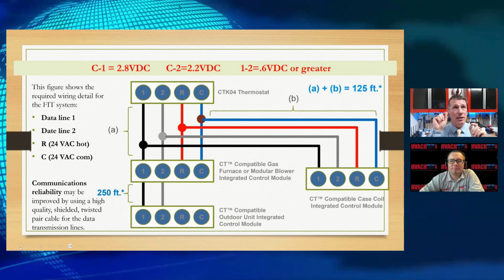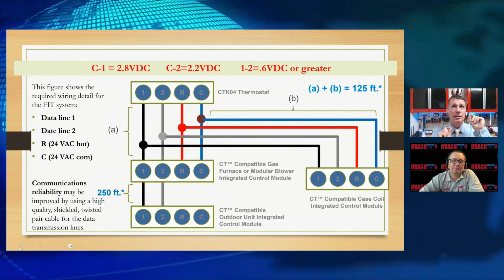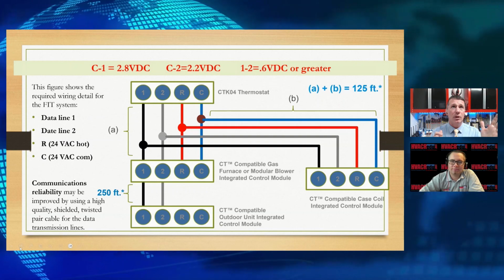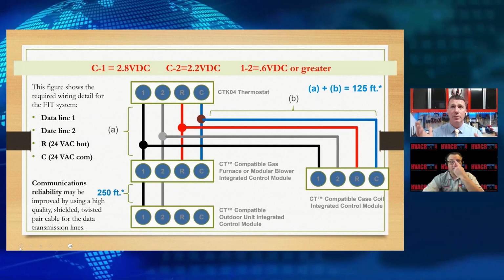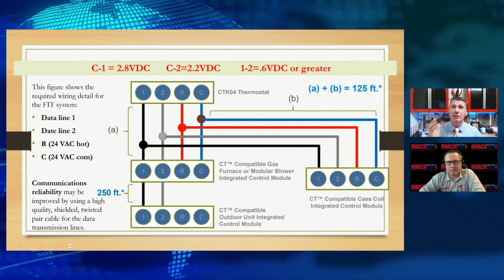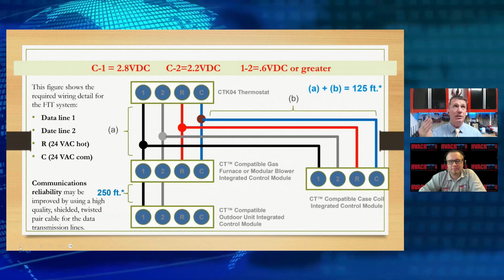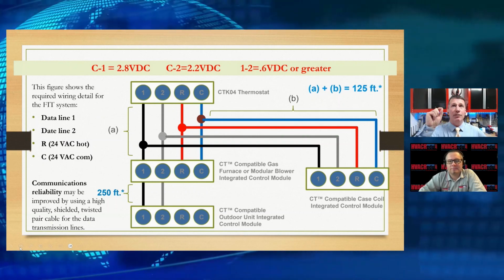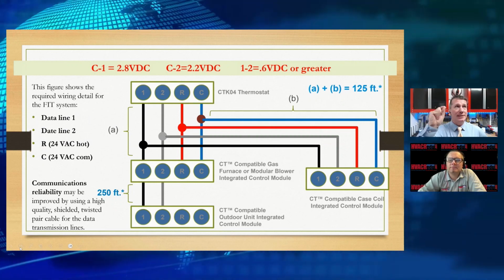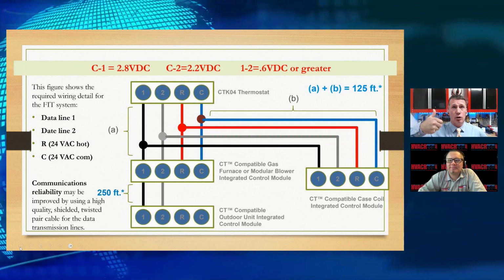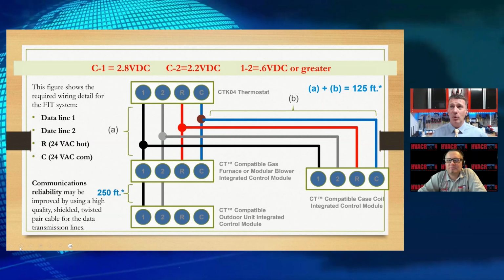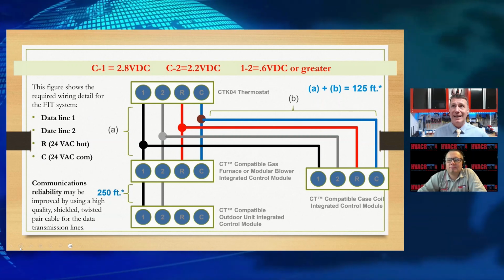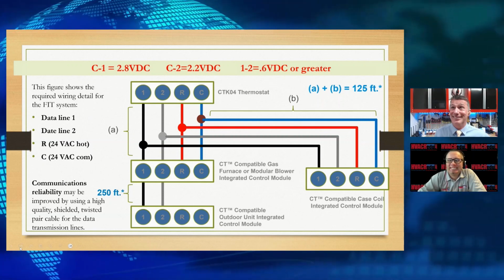Now, if we took our meter and went from common to number 2, we're going to see 2.2 volts DC. It's a negative, right? Yes. So a positive and then a negative voltage gives us a bias of 0.6 volts. Here's the thing: if we do not have 0.6 volts DC bias or greater on the Climate Talk network, you're coming back. It's that simple.